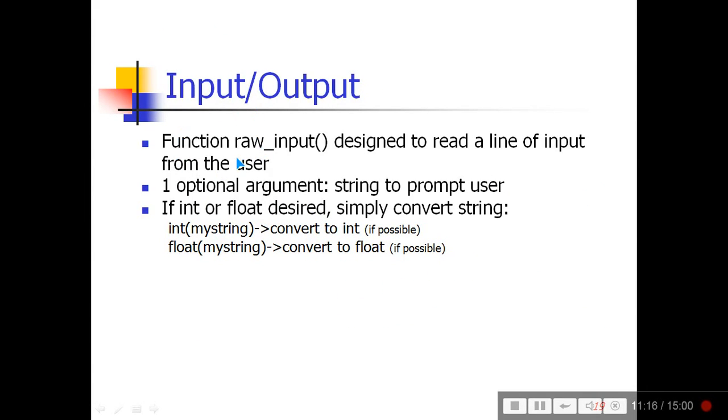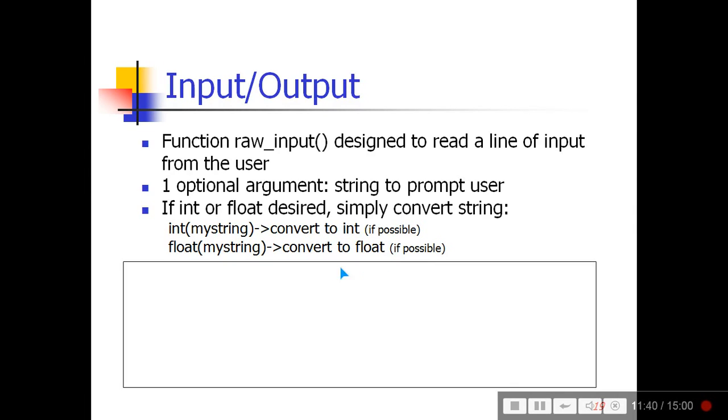And input and output: the function raw input is designed to read a line of input from the user, with one optional argument, that is a string to prompt the user. And if an integer or float is desired, simply convert the string. This is a string, you just use the keyword int or float, and you can convert into int or float. This is very simple.